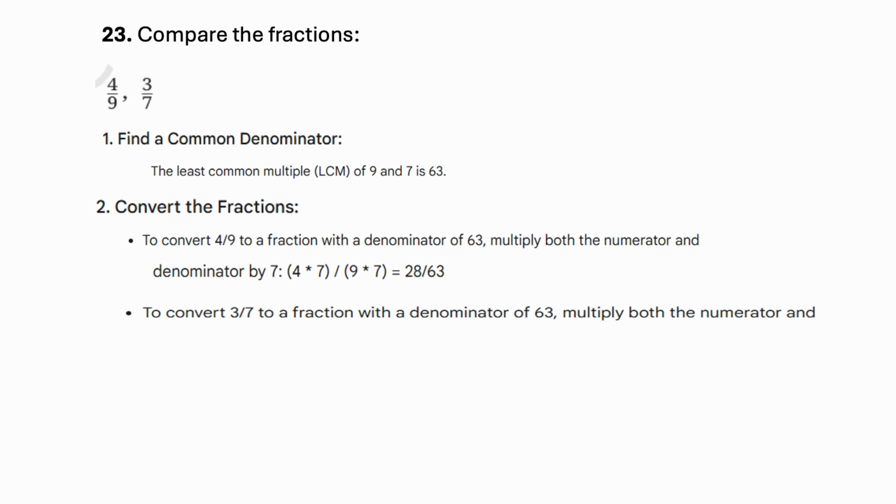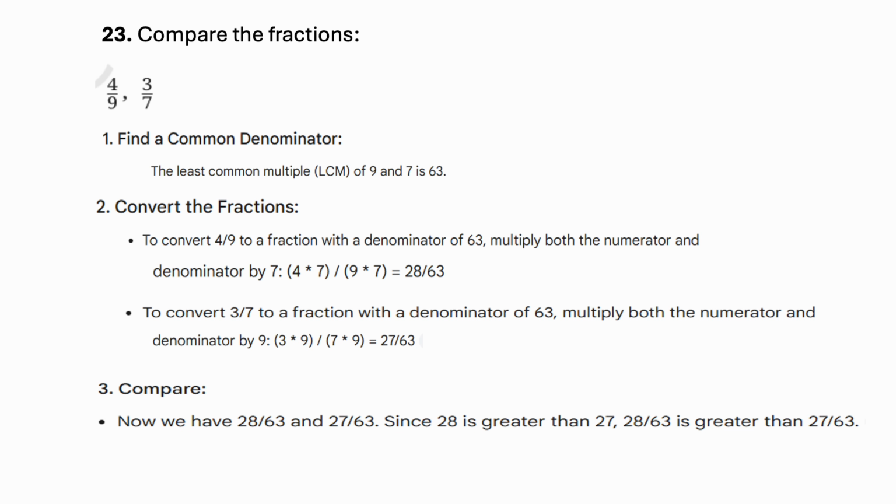Then, see the next fraction, 3 by 7. To convert 3 by 7 to a fraction with a denominator of 63, multiply both the numerator and denominator by 9. 3 into 9 is 27. Then, 7 into 9 is 63. Then compare. Now we have 28 by 63 and 27 by 63. The denominators are same. Since 28 is greater than 27, 28 by 63 is greater than 27 by 63. Therefore, 4 by 9 is greater than 3 by 7.